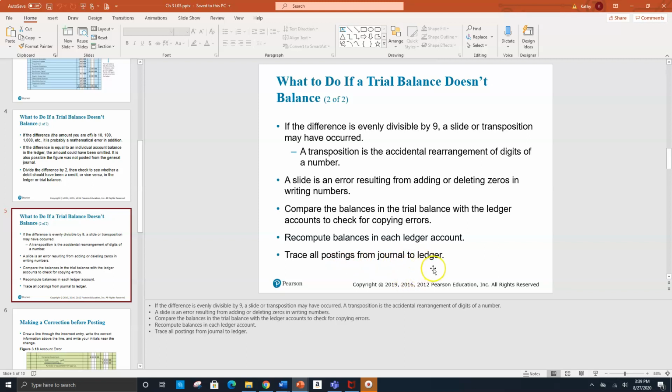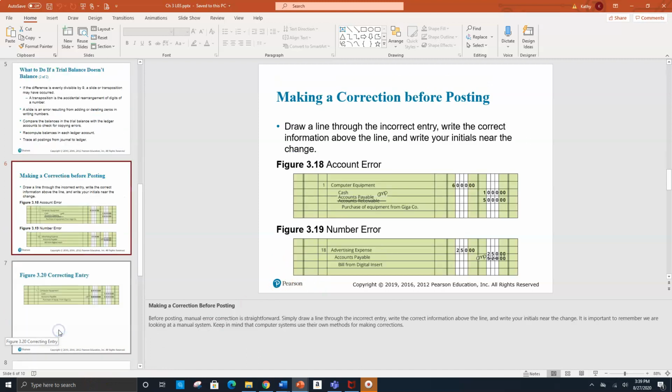So it's a lot of work to check if it doesn't balance, so you just want to be careful up front. Use a calculator and make sure everything balances. If you have to make a correction before posting, you draw a line through the incorrect entry, write the correct information above the line, and write your initials near the change if you had to make a change like here.